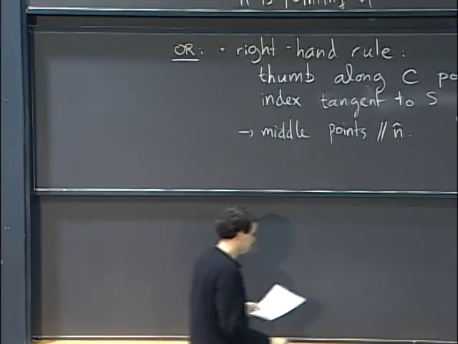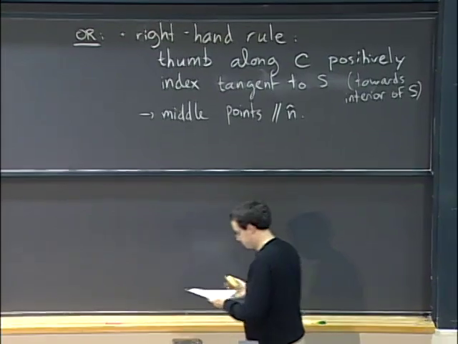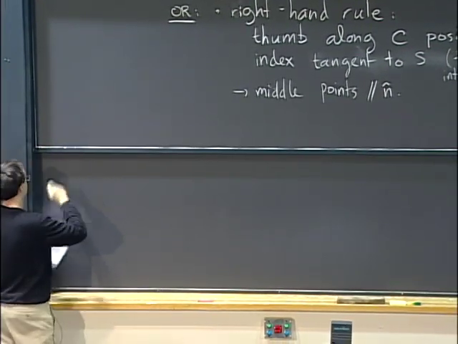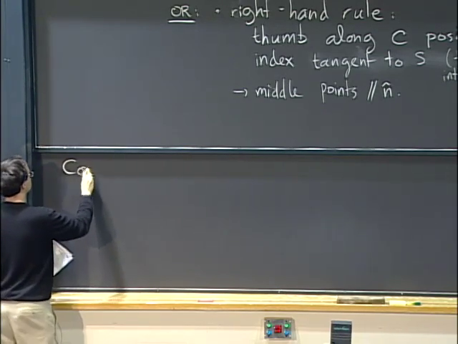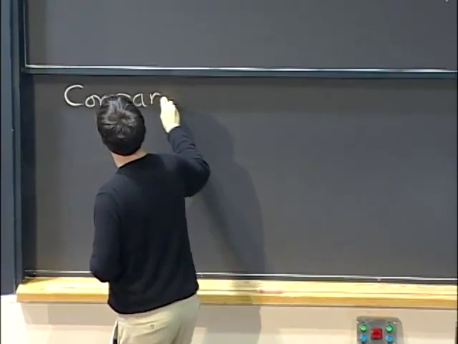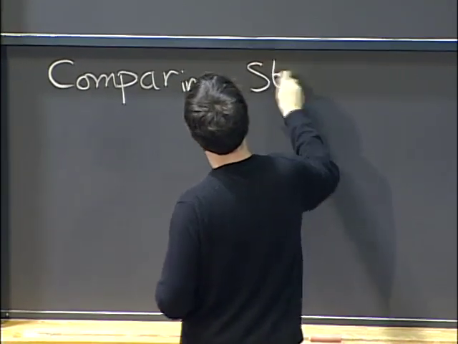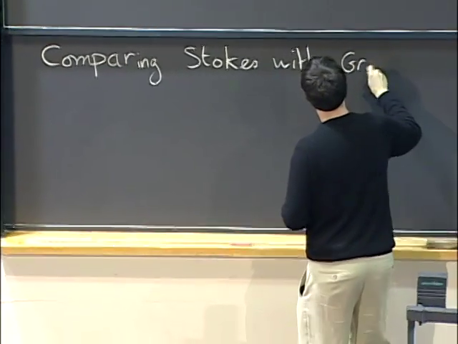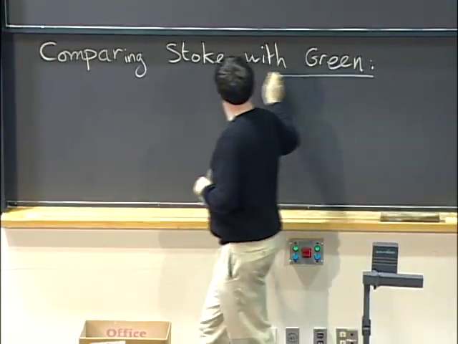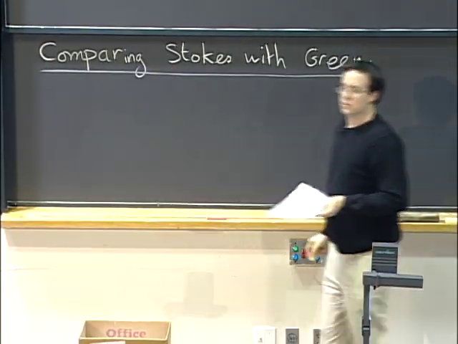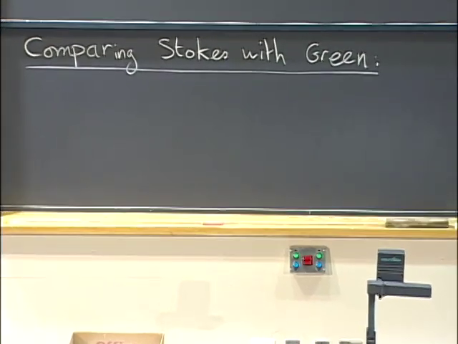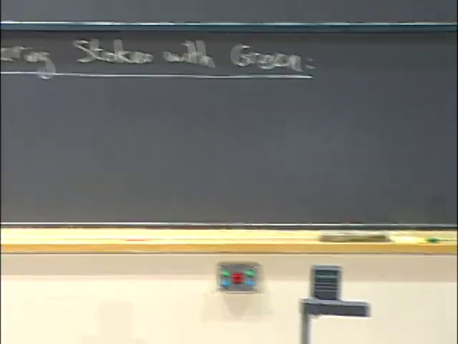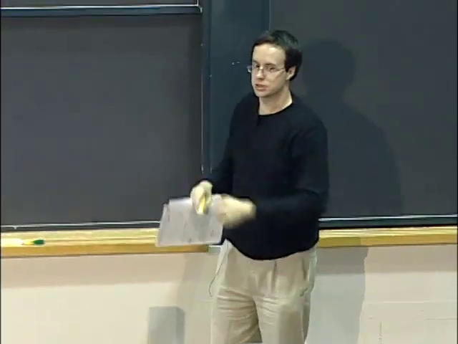So, well, let me do an example first. The first example that I will do is actually a comparison: Stokes versus Green. Okay. So I want to show you how Green's theorem for work that we saw in the plane, that also involved work and curl and so on, is actually a special case of this.